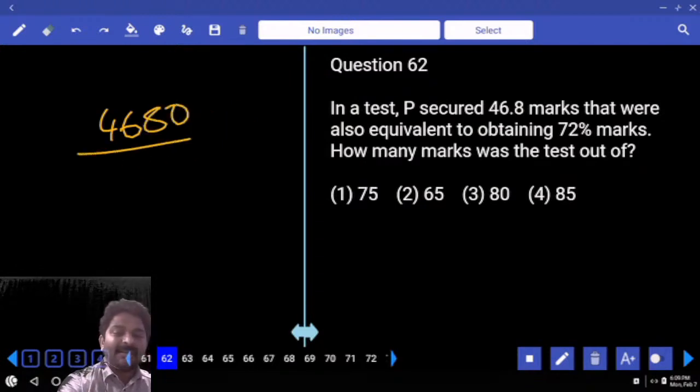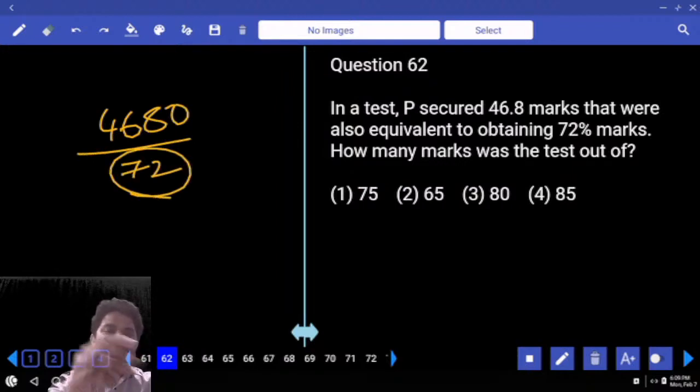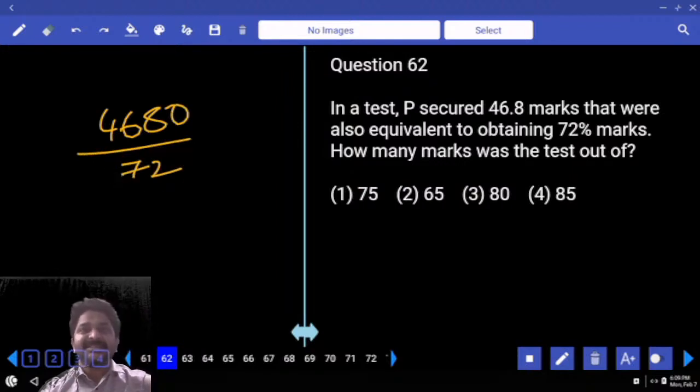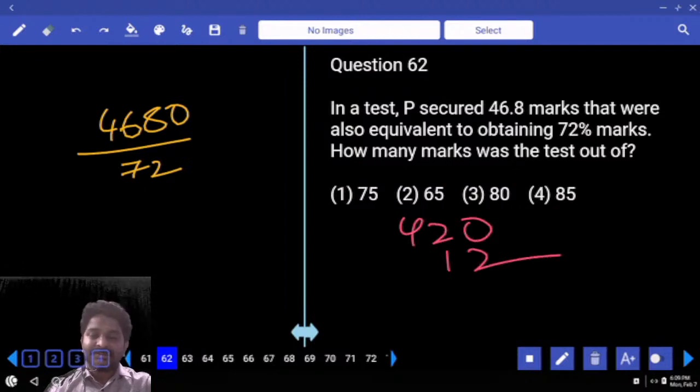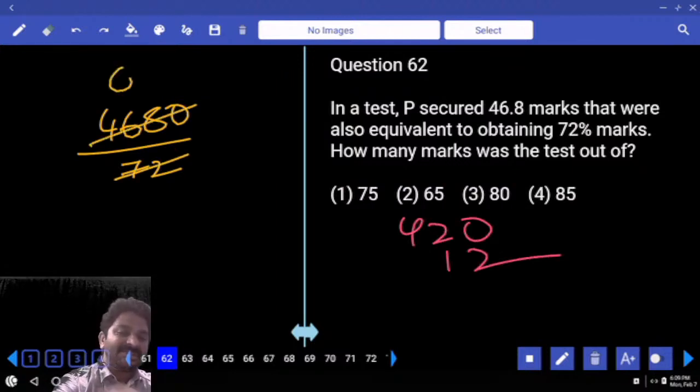So we can treat it as 4680 divided by 72. 6 times of this number, let's calculate. 6 into 70, 420. 6 into 2, 12. That is 432, right? So how many times? 6 times. 432, still we have 36, which is equal to 5 times.